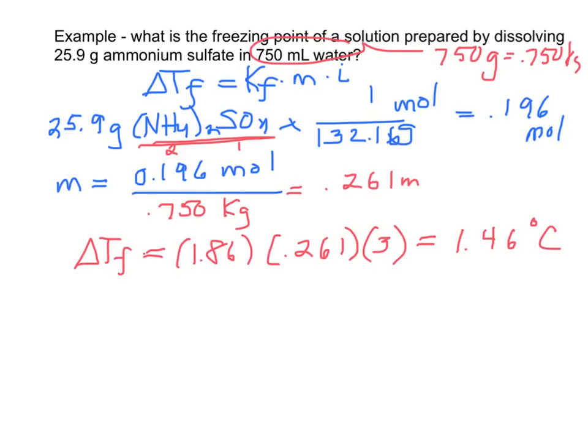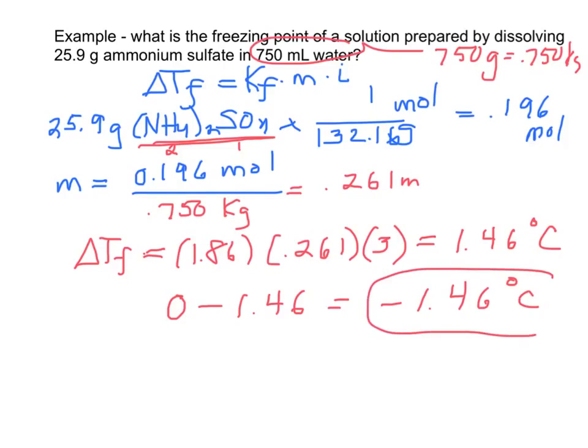Now again, that is not the answer. That's not the freezing point, that's the change in freezing point. That's the amount that it has decreased. So you have to know the normal freezing point of your substance. In this case it's water, so that's 0. So 0 minus 1.46 degrees Celsius is negative 1.46 degrees Celsius. And that would be the freezing point of that solution. So again, make sure you know what the colligative property is, why it exists, and be able to do a calculation. And that's it.